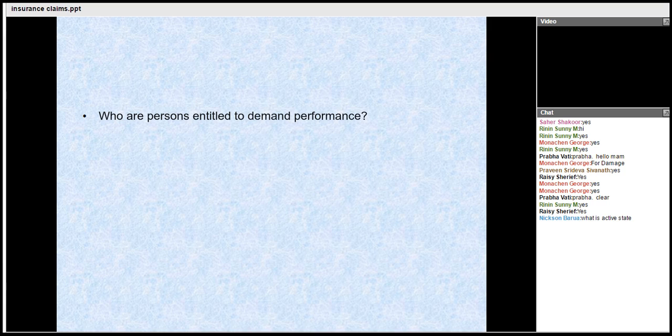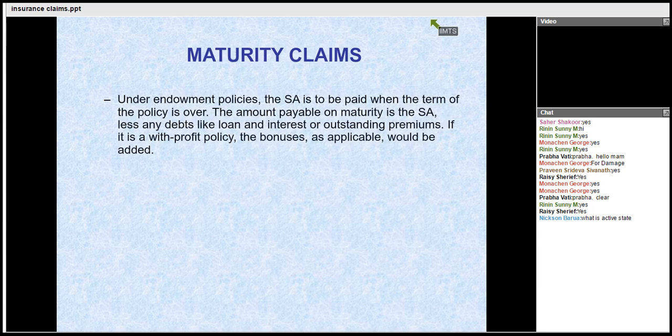A claim is a demand made by the insured or claimant for payment by the insurer, on the occurrence of the event specified in the contract, in return for the premiums paid. So for our insurance, we pay premium every year, right? Submission of primary level documents. Now, what is a maturity claim?